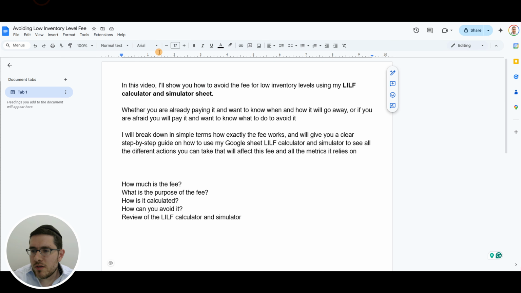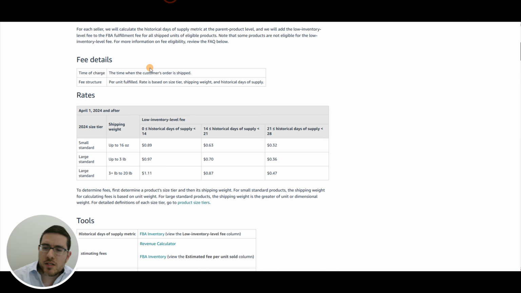The purpose of the fee is essentially that Amazon wants to make sure that you keep high enough levels of inventory at Amazon warehouses at all times, so that they could easily offer same or next day shipments to all customers at a low cost to them. So the way they offer same or next day shipping to customers at a low cost is by having your goods dispersed across tens, if not more, fulfillment centers all across the country.